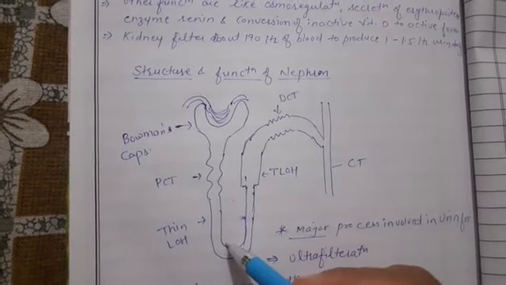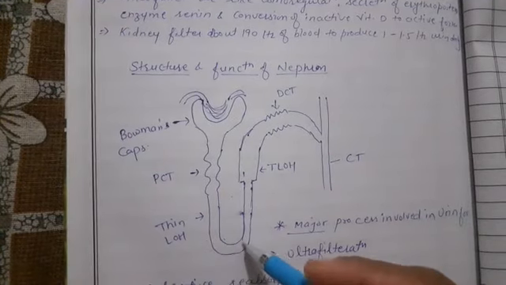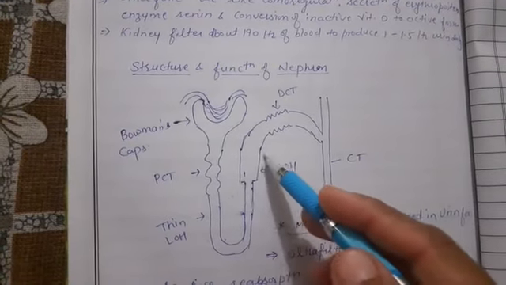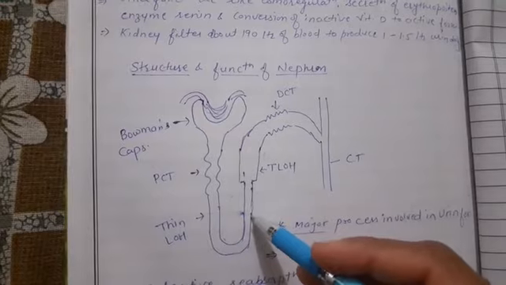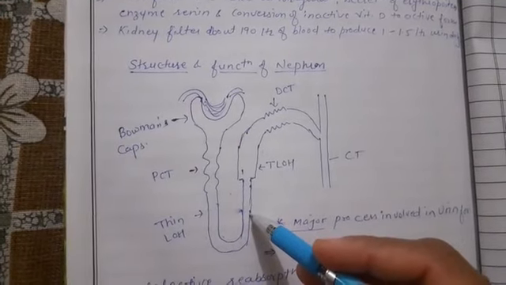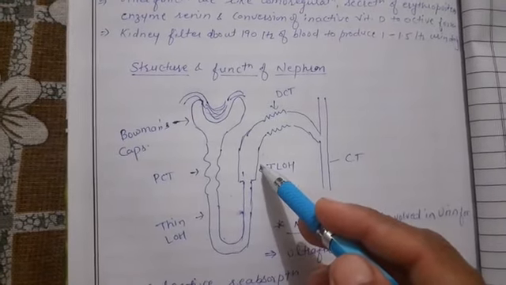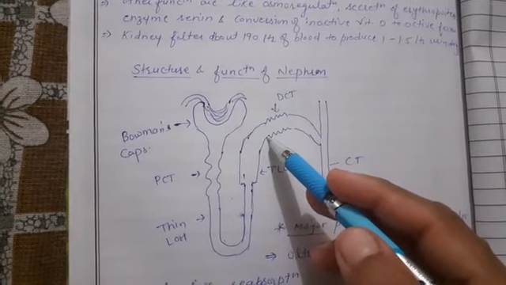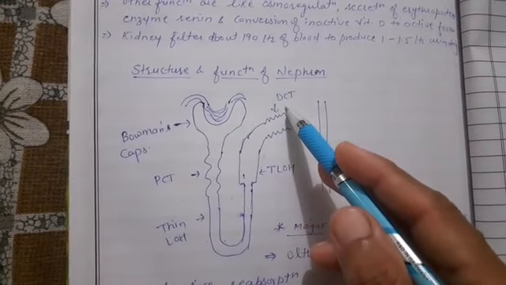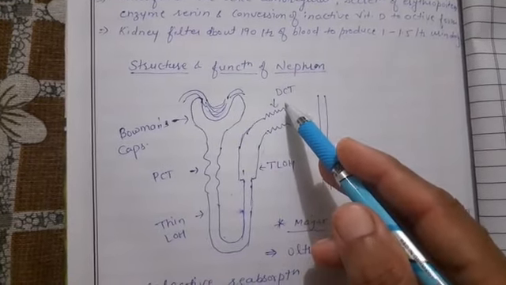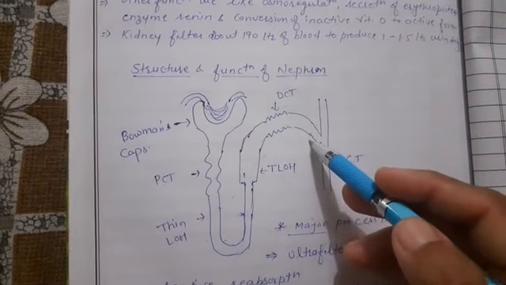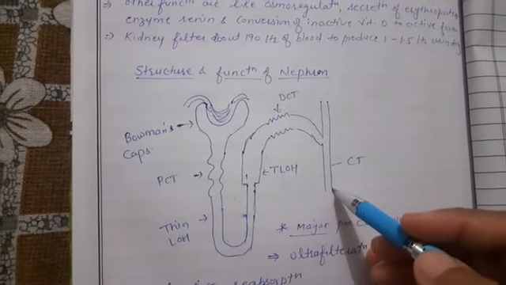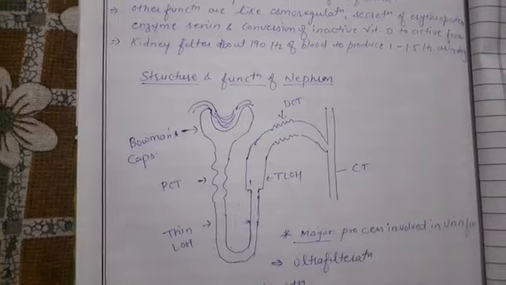Following this is the thin loop of Henle. After this, the part of the loop of Henle is thick in comparison to this one, and this is known as the thick loop of Henle. The loop of Henle is followed by DCT. DCT stands for distal convoluted tubule, and this is followed by the collecting duct which passes urine through to the renal veins.